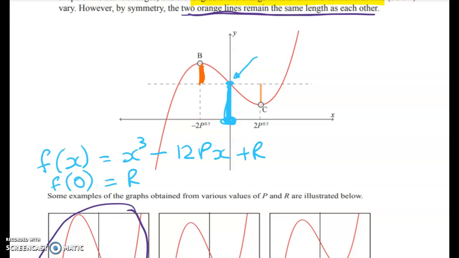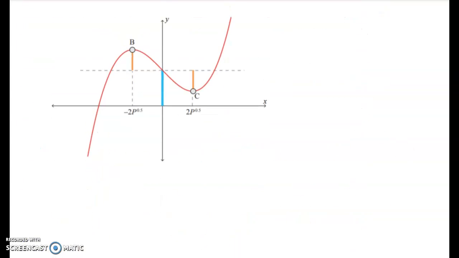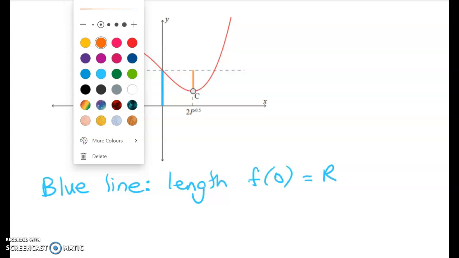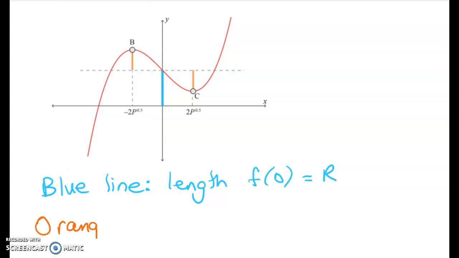So let's start writing some of this down. I've got another picture here for us to use. So the blue line has length f of 0, which is just equal to r. Now let's look at the orange line and see how long that is. Well, we can work with either of the 2 orange lines. I'm going to stick with the one we're familiar with over here. So the orange line goes from here down to here.